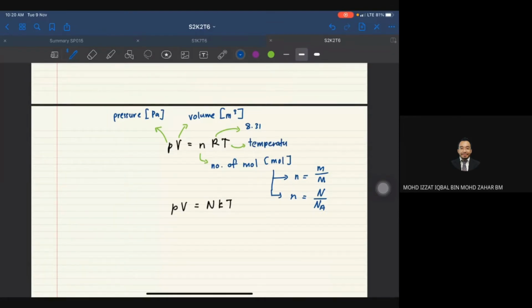What is the SI unit for temperature? Yes, Kelvin. So if I have in Celsius, what do I need to do to convert to Kelvin? Macam mana saya nak convert? Celsius to Kelvin. Apa, Izzati? Sorry. Tambah dengan 273.15. Okay, very good.